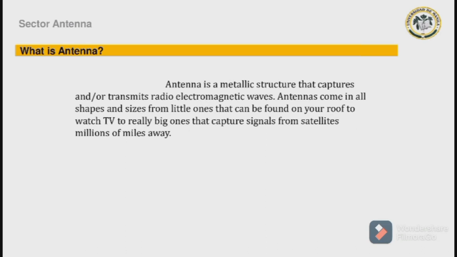What is an antenna? According to the National Aeronautics and Space Administration, or NASA, an antenna is a metallic structure that captures and or transmits radio electronic waves. Antennas come in all shapes and sizes, from little ones that can be found on your roof to watch TV, to really big ones that capture signals from satellites millions of miles away.